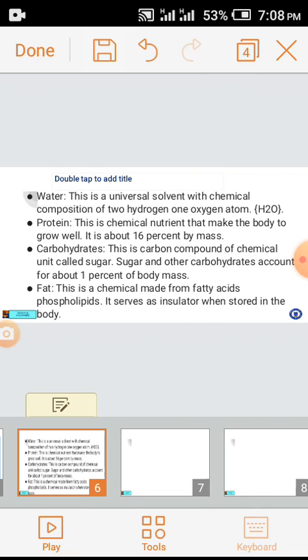Then we have fat. Fat is another important chemical of human body. This fat is a chemical made from fatty acid, phospholipids. So this fat and oil serves as insulator when stored in the body. When we say serves as insulator, we mean it helps to protect the body from cold mostly.